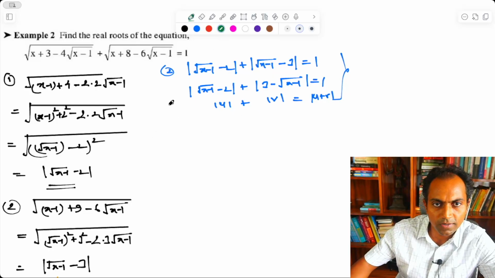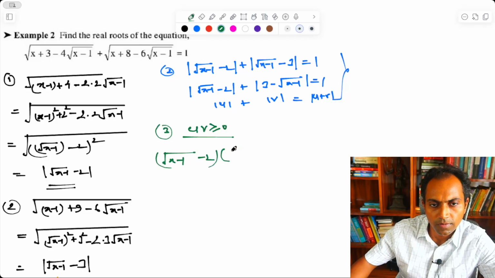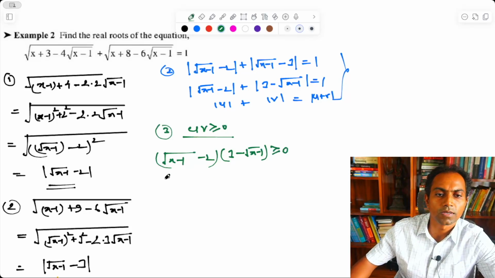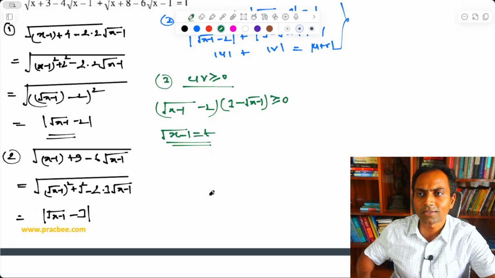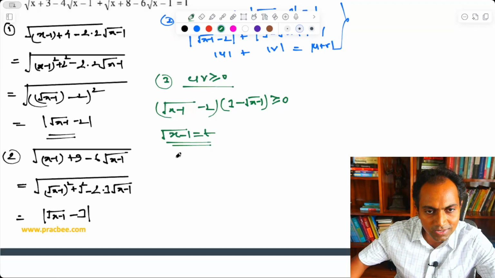So in the third part, we can write our answer by taking u into v greater than or equal to 0. So my u is root of x minus 1 minus 2, my v is 3 minus root of x minus 1. This is nothing but greater than or equal to 0. Now in order to solve this question, it would be easier if you take this root of x minus 1 first, because it is still not solved. Inside the question, there is another question that we need to solve. So if I take this as t, the first part becomes t minus 2, the second becomes 3 minus t.